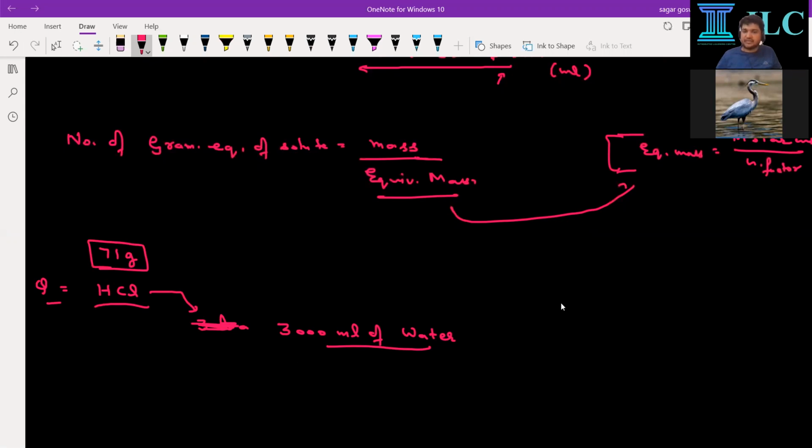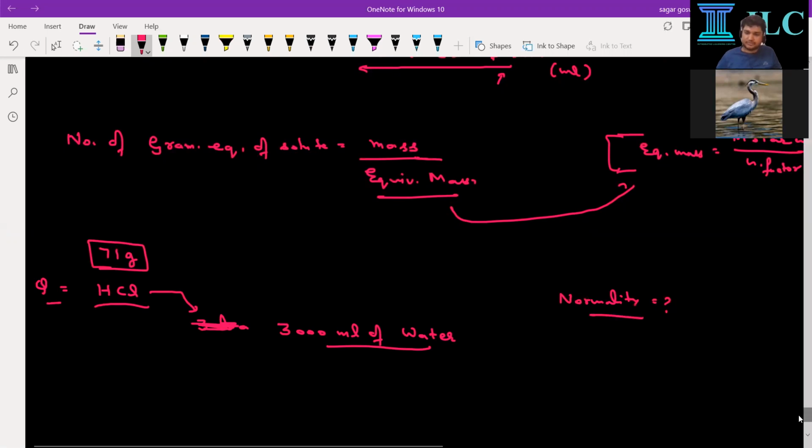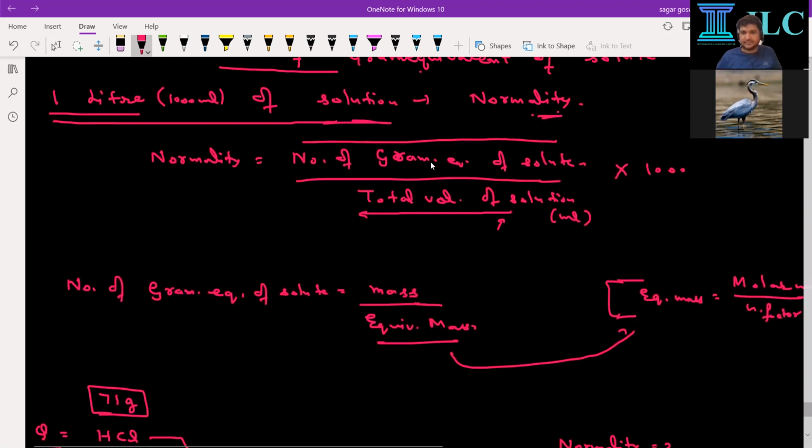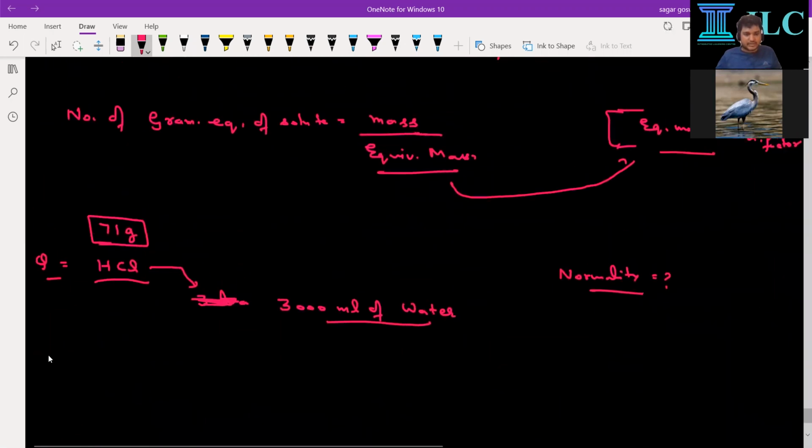Now they are saying find the normality. We already know the normality formula: number of gram equivalent divided by total volume in ml into 1000. Number of gram equivalent can be found as mass upon equivalent mass, and equivalent mass is molar mass upon n factor. So firstly find the equivalent mass.